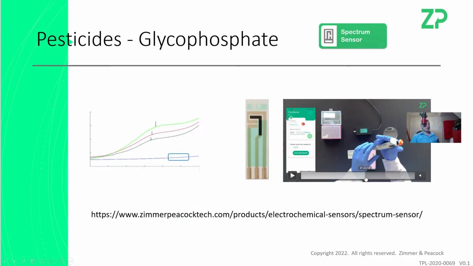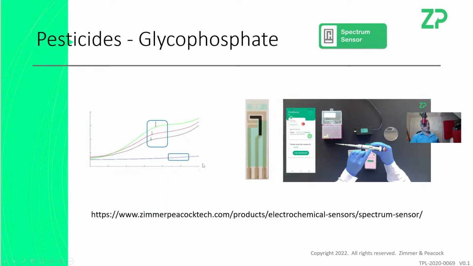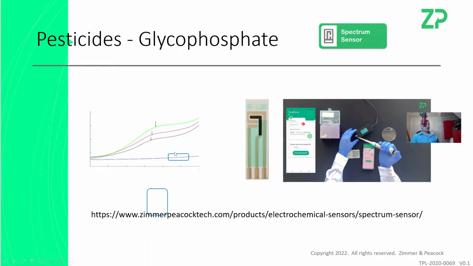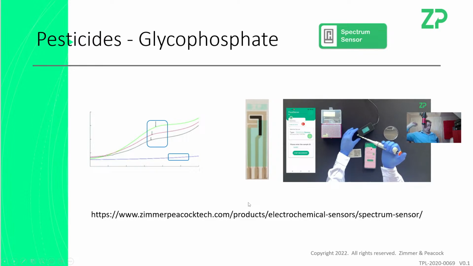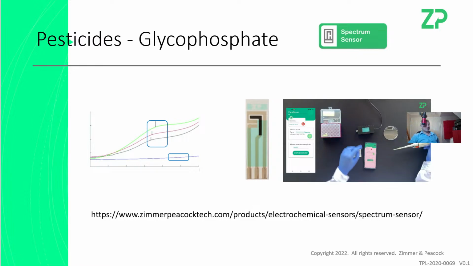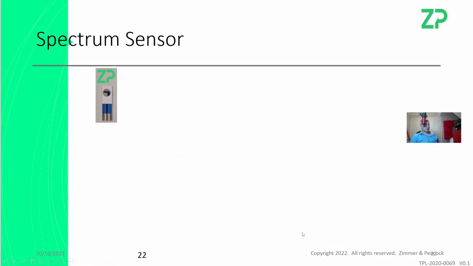So it's probably worth saying that we can. For example, here, this is the baseline in just the water, and then these pesticides give us quite a distinct signal. So the quick answer is we can detect pesticides. Again, if you see a link, I'll have put the link underneath the video. We do have this spectrum sensor.